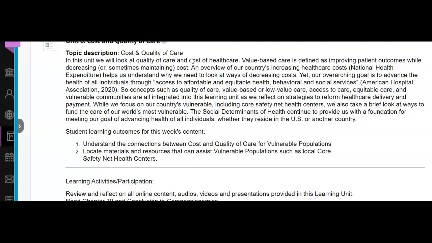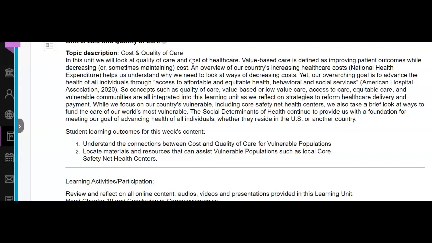So our overarching goal is to advance the health of all individuals through access to affordable, equitable healthcare, including both behavioral and social services. Concepts such as quality of care, value-based or even low-value care, access to care, equitable care, and vulnerable populations are all integrated into this learning unit, as we look at ways to reform healthcare delivery, what's been done historically, and a way forward.